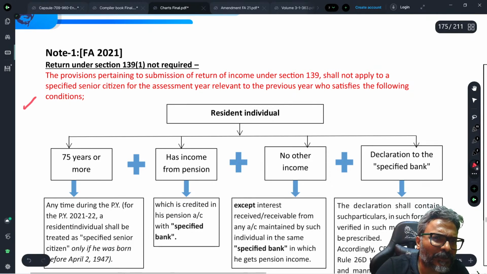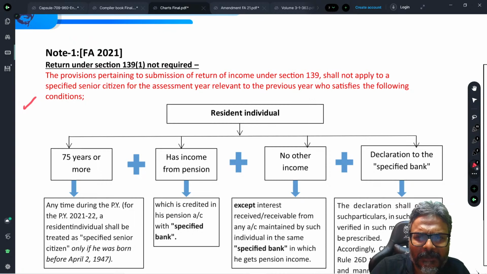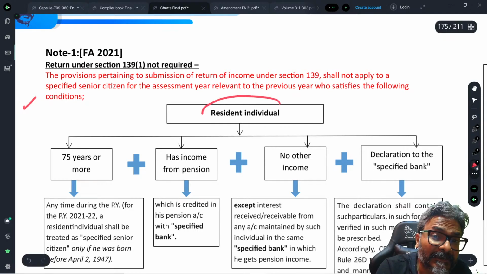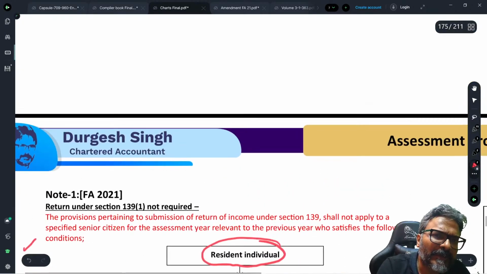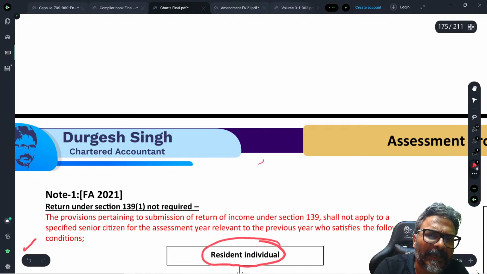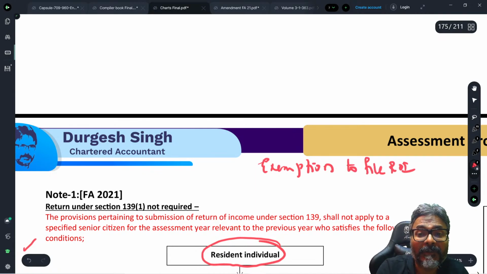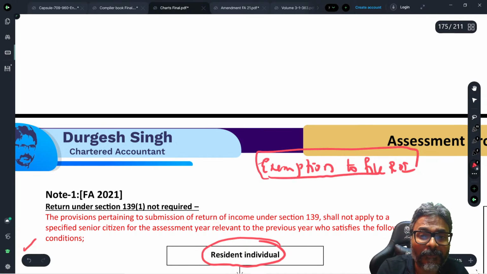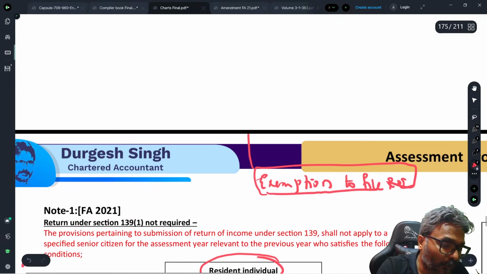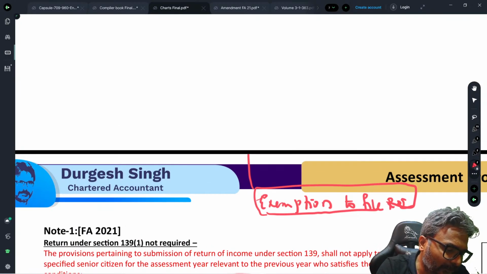Now from this particular part we have discussed the case of the TDS section. And remember the exemption to file the ROI. This exemption is applicable to a resident individual, students. Now please pay attention. Up till now we were only focused on the non-resident. Only in respect of the non-resident was this exemption to file the ROI being discussed. Students, do you all agree to this one?